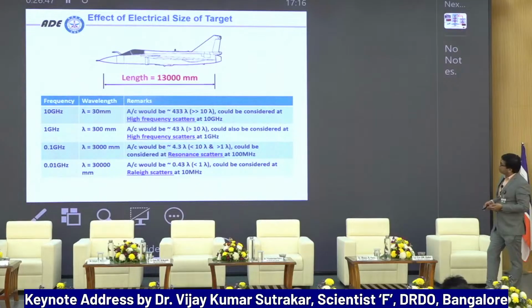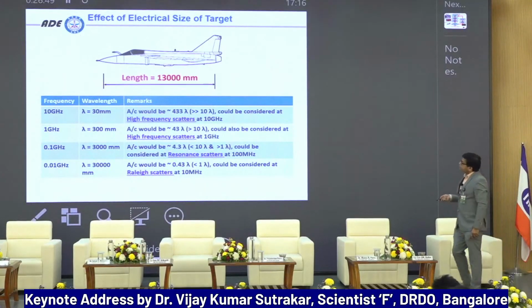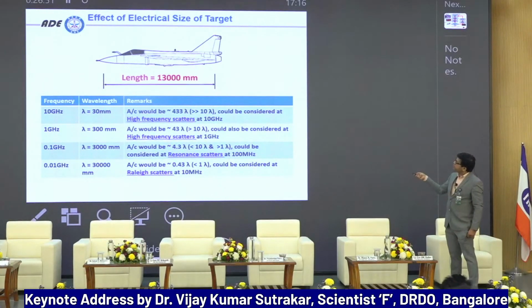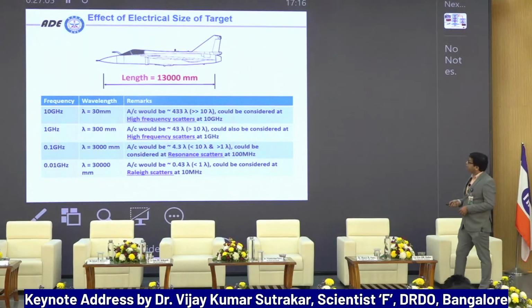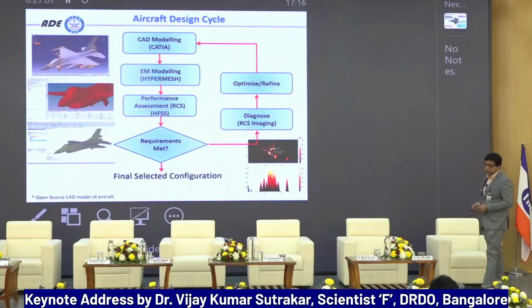The same problem I have shown here. There is an aircraft, assuming the length is around 13 meters. At some frequency it will be in the high frequency scattering regime, so we can shape it clearly. But if you go to the lower side, the signature will sometimes be higher, sometimes lower, and keep on fluctuating. So we have to be careful in designing about what we are doing.